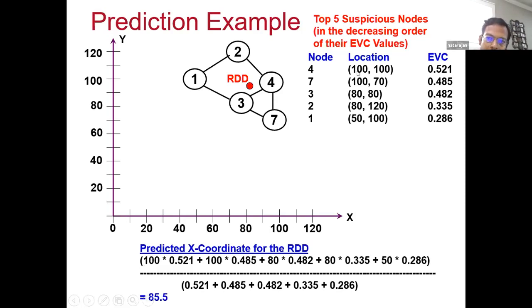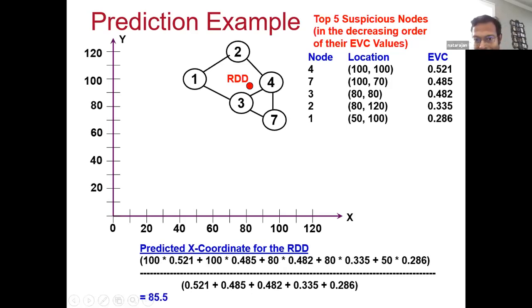Like 100, which is the x coordinate of node 4, times 0.521, plus again 100 for node 7 times 0.485, plus 80 times 0.482 and so on, divided by the sum of the weights that are considered, and we get 85.5. So that 85.5 is the predicted x coordinate of the RDD. Likewise, we now do for the y coordinates: multiply the y coordinates of the nodes with the corresponding weights, and then divide that by the sum of the node weight values, and we get 91.7.